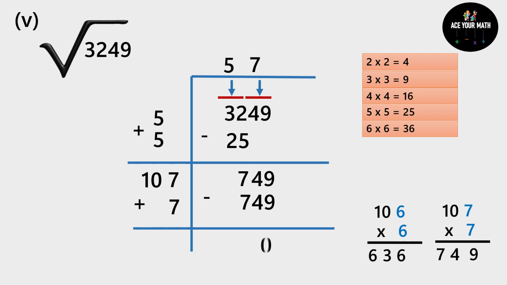So you can complete the subtraction. Subtraction will give you 0 at the end. And on the left hand side, when you add, you get 114 as the answer. See, you formed two groups initially, so your answer is also 2 digits. So the square root of 3249 is 57.